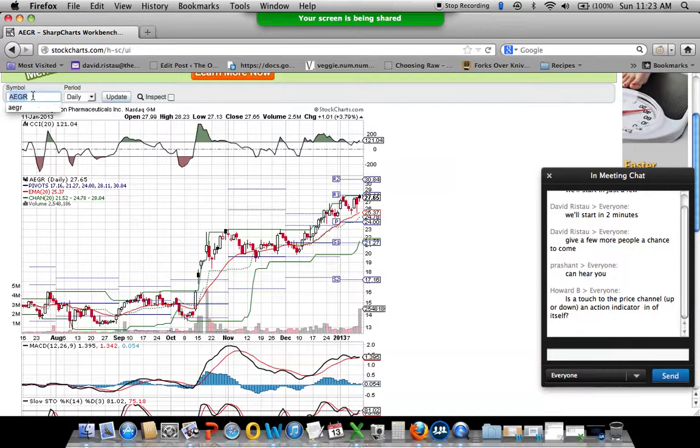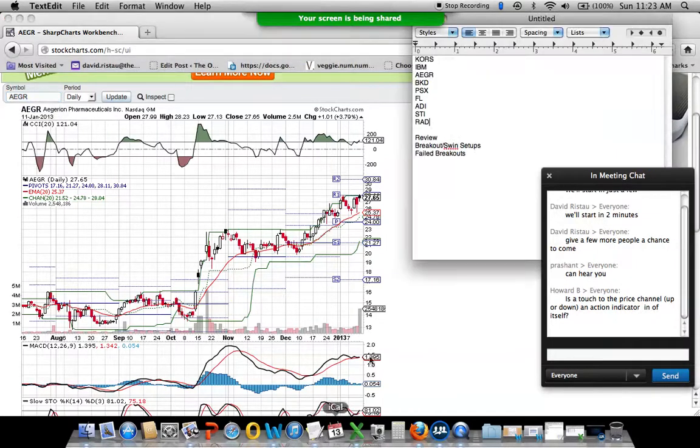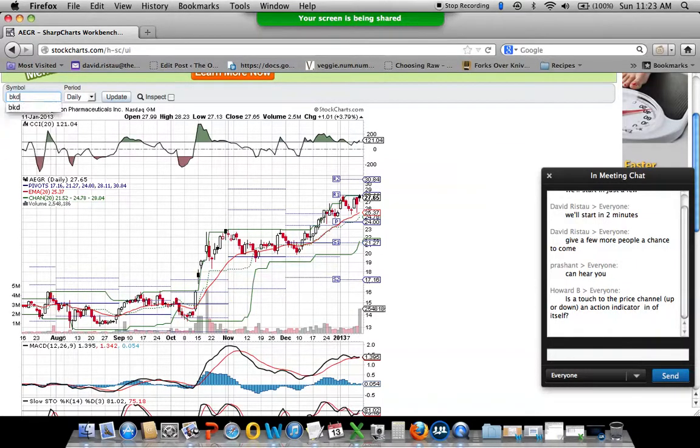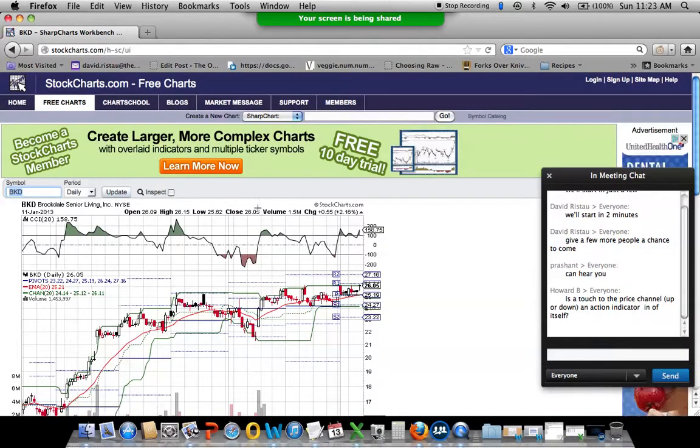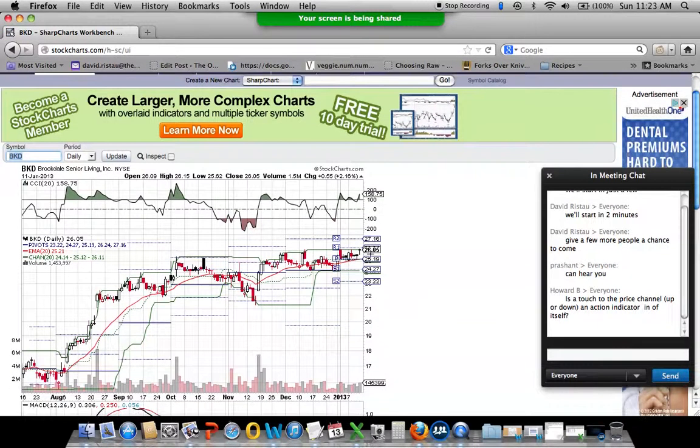Okay, let's look at another one here. BKD, which is one we actually did get into. So BKD did set up on Friday for us, and it hasn't really moved at all yet. We got in at like 26.10, I think 26.11, something like that.